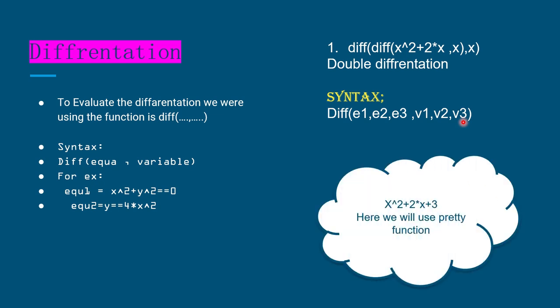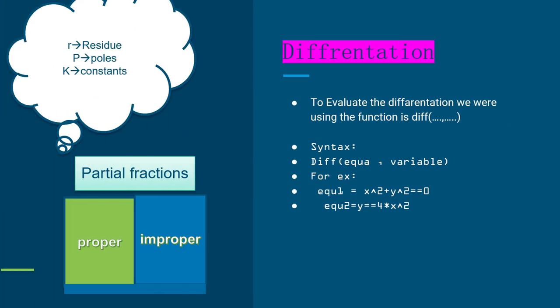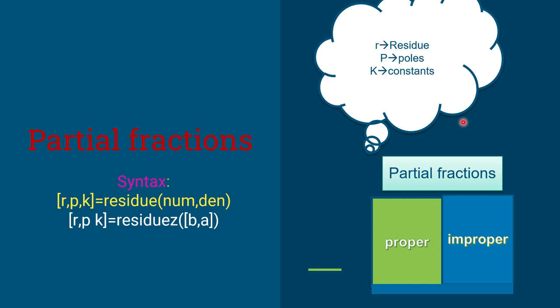And x square plus y square plus 2x plus 3, here the equation is looking clumsy. It is not in order, right? So whenever you want to make your equation very beautiful, then you need to use a function called pretty, that will be shown in the execution part.